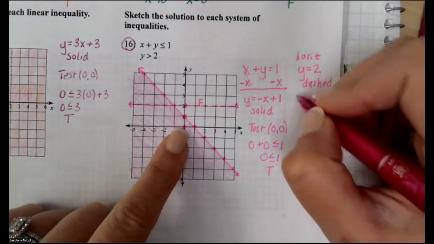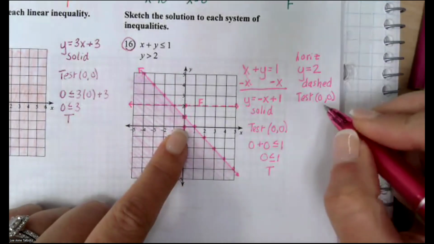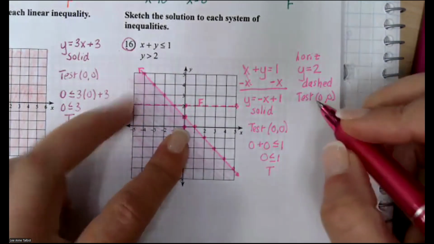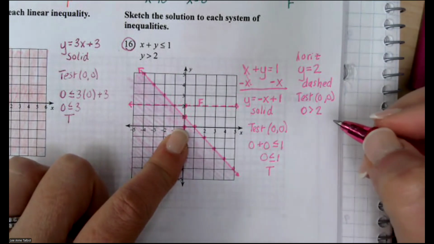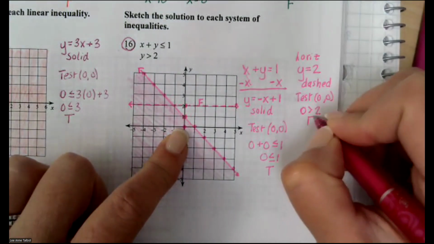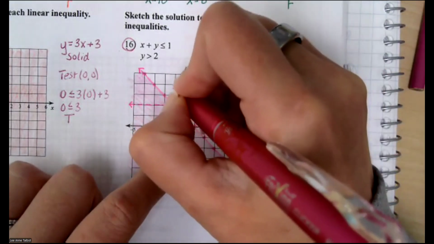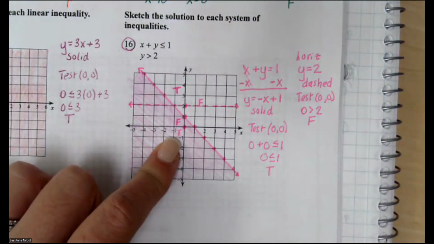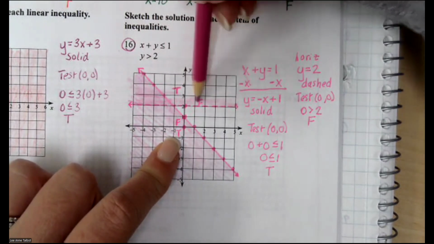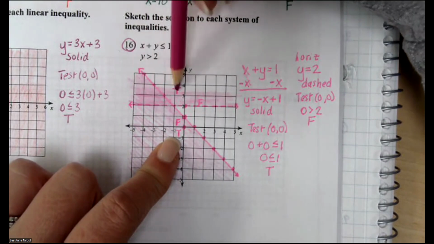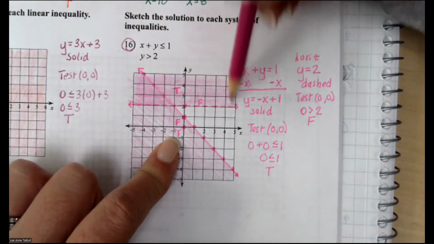Is it okay to test 0, 0? However, it's going to feel weird because I'm only going to plug in the y. 0 is greater than 2. Oh, did we finally get a false? Okay, so that means it's false and true here. Yep, the double shaded part is the answer.